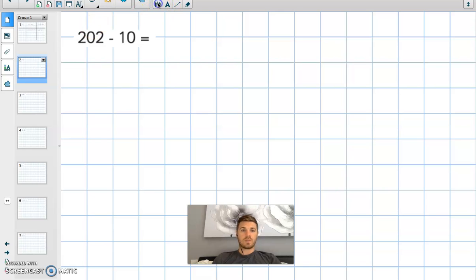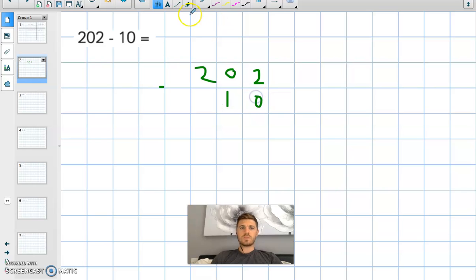So question number 1, 202 take away 10, or subtract 10 minus 10. I'd recommend putting it into a formal method. And then we start to subtract from the smallest digit. So 2 take away 0 is 2. 0 take away 1, well, we can't do because the bottom number is larger than the top.